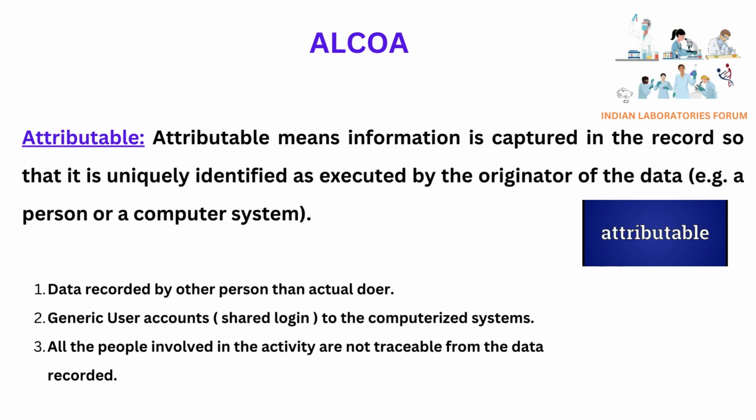Attributable is the first principle of ALCOA, out of 5 principles. Attributable means information is captured in the record so that it is uniquely identified as executed by the originator of the data. Examples of non-compliance to attributable are: activity performed by one person and data recorded by another person. Common user account usage, meaning one user ID and password used by multiple people. All the people involved in the activity are not traceable from the data recorded.